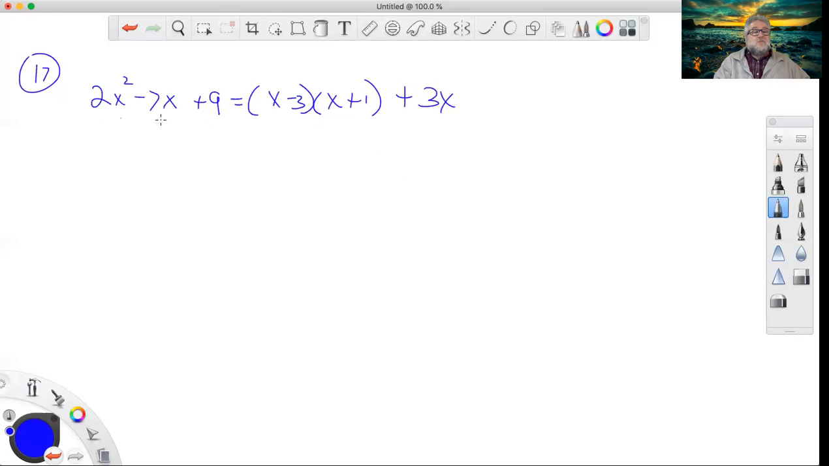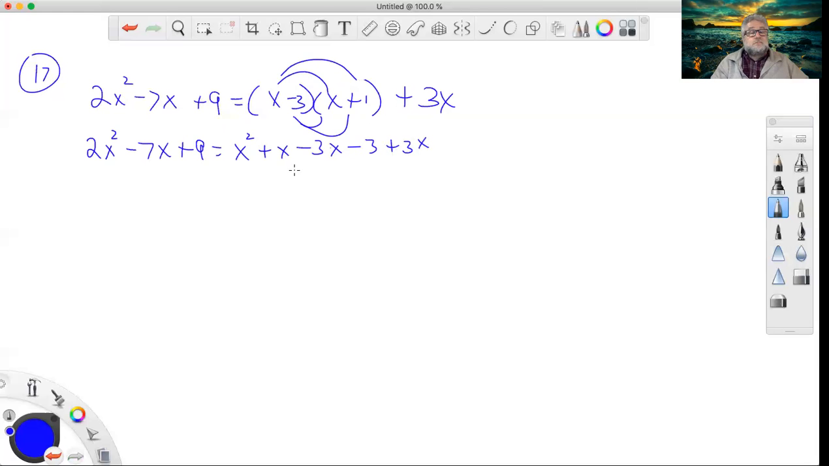I don't know. So we got to get all the x's. We're going to try to use completing the square. No, we're going to solve it any way we can. So let's simplify this first. I got to get all the x's on one side and see what it looks like. But first, I got to multiply this thing out. 2x squared minus 7x plus 9 equals, so first, outside, inside, last.